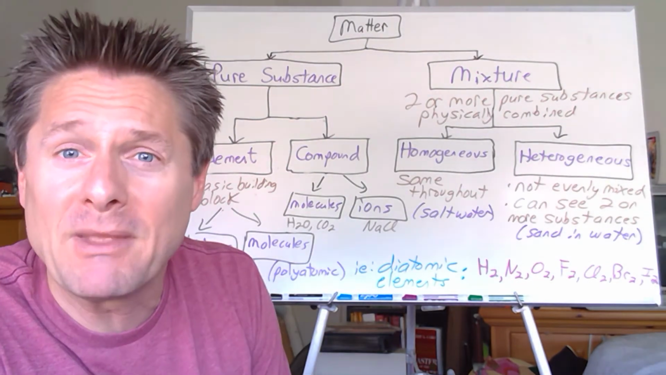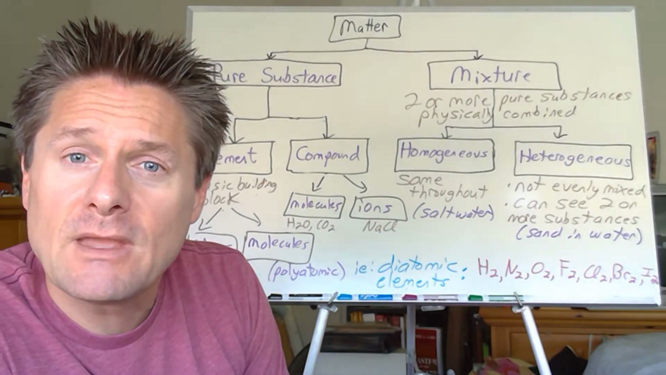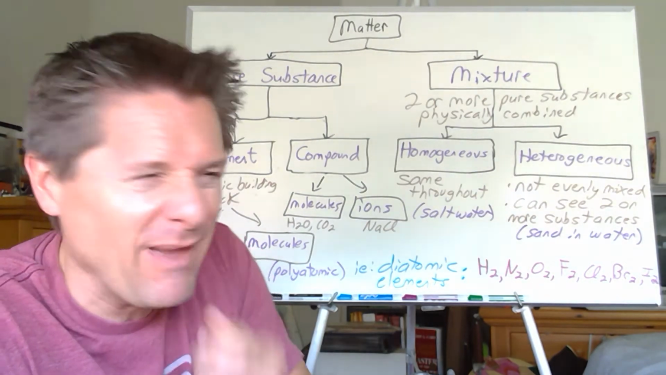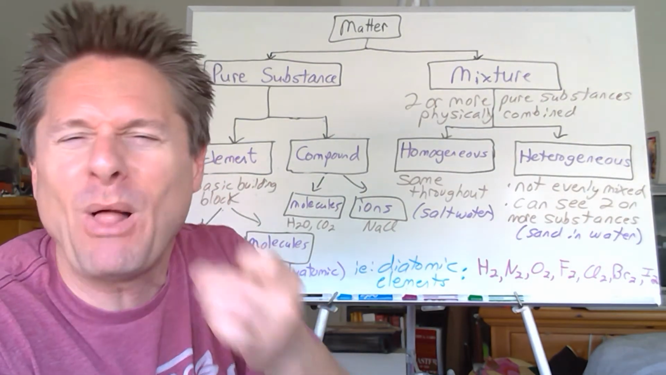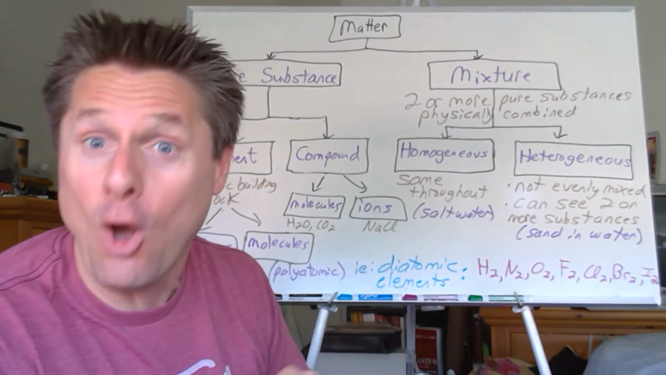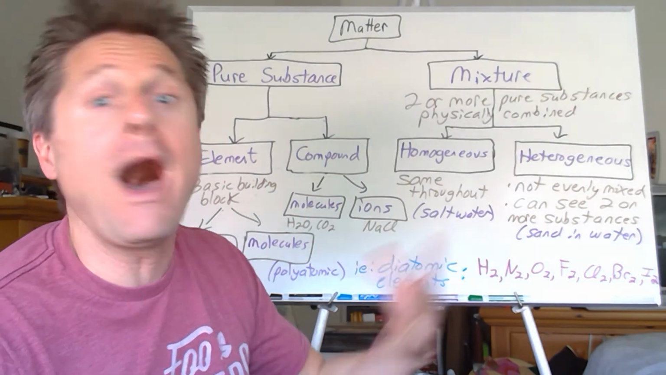Orange juice is one that got me, right? I immediately said heterogeneous, because when I drank orange juice growing up, it had the pulp. I hate the pulp. I get little pieces of pulp in there. But there's also orange juice that's pulp-free, which would be homogeneous. See the difference there? So you would have to specify.